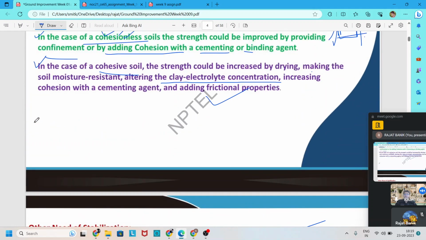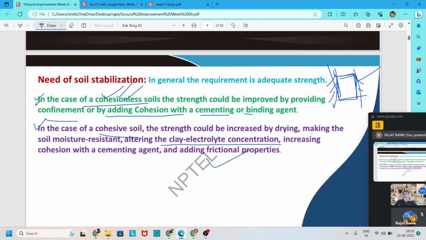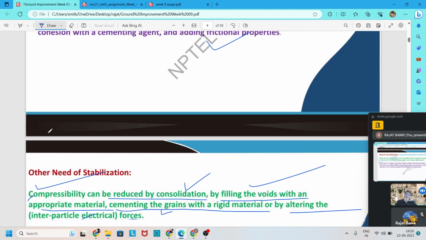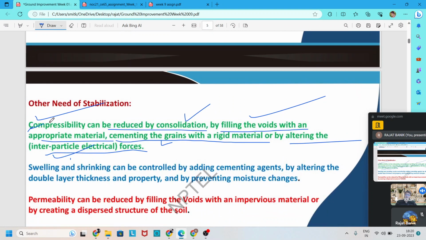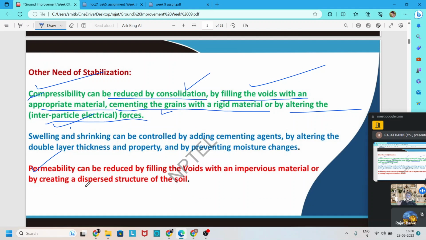One is to improve the strength of the soil, considering cohesionless or cohesive soil. And also we use it to reduce the compressibility, to reduce the swelling and shrinkage nature of the soil, and also to reduce the permeability of the soil. So in these different ways we use soil stabilization.